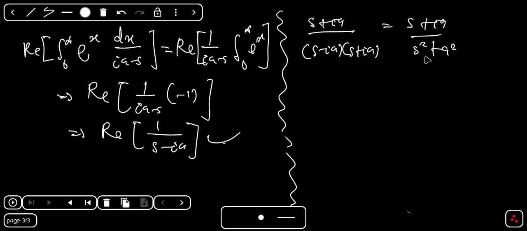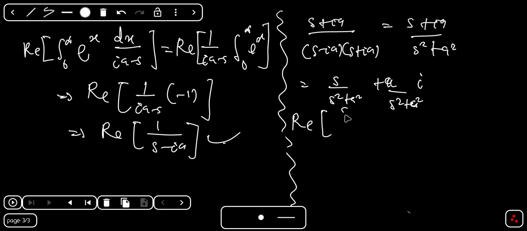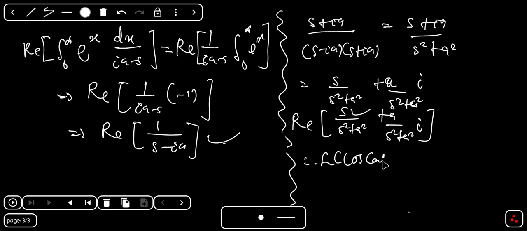Okay, so if you split that, it will be equal to s over s squared plus a squared, plus a over s squared plus a squared multiplied by i. Taking the real part, the real part is s over s squared plus a squared. Therefore, the Laplace transform of cos at is equal to s over s squared plus a squared. So that's how you find the Laplace transform of cos at, making use of the integral method.